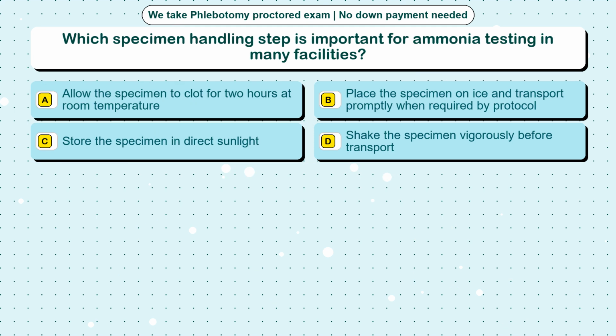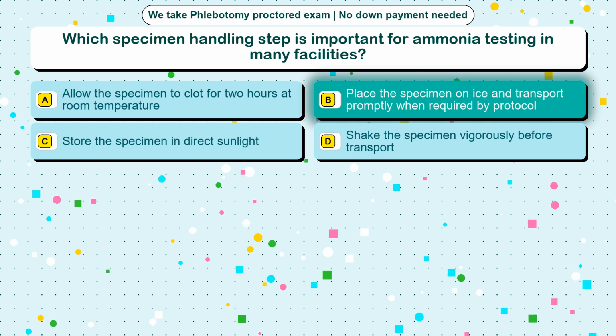Question 26. Which specimen handling step is important for ammonia testing in many facilities? Option A, allow the specimen to clot for 2 hours at room temperature. Option B, place the specimen on ice and transport promptly when required by protocol. Option C, store the specimen in direct sunlight. Option D, shake the specimen vigorously before transport.